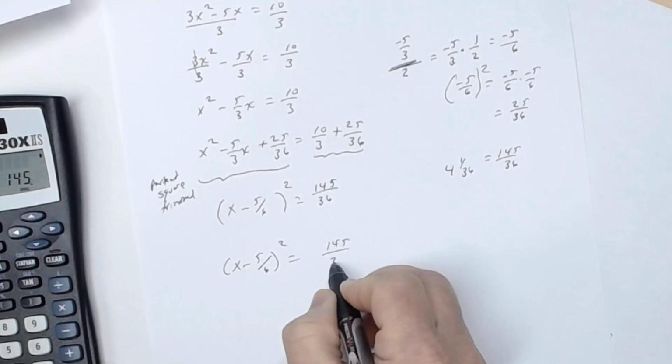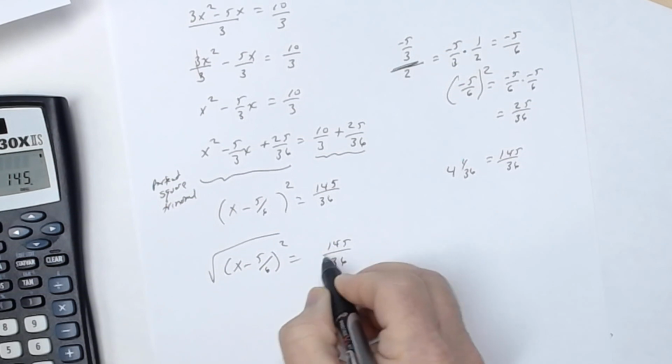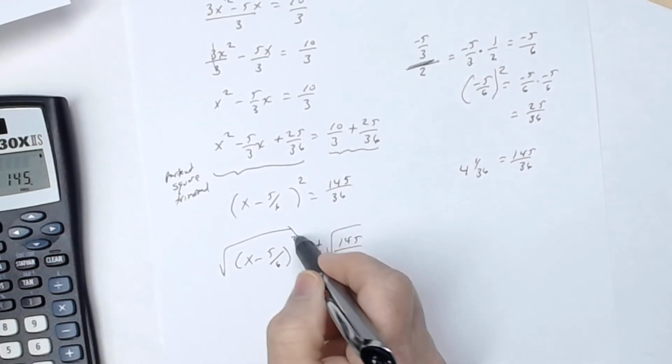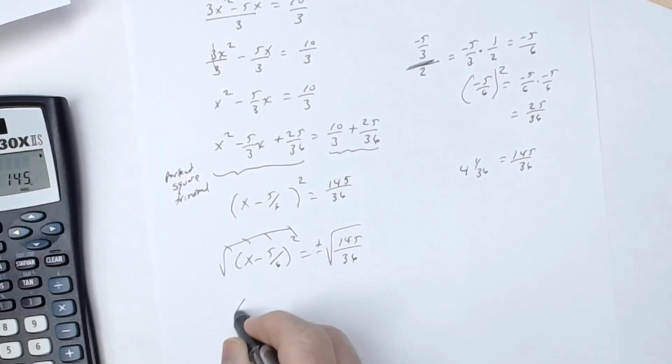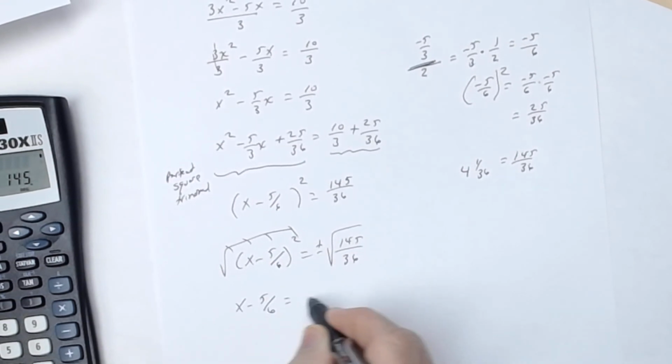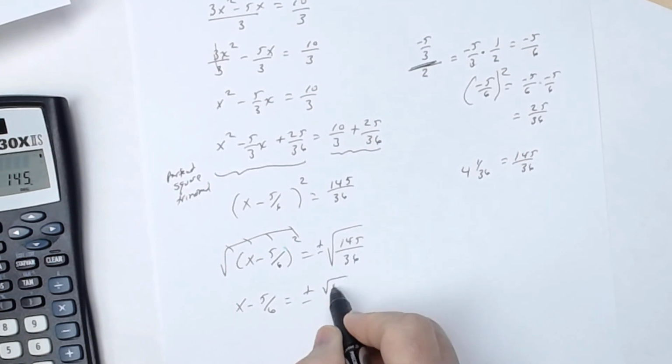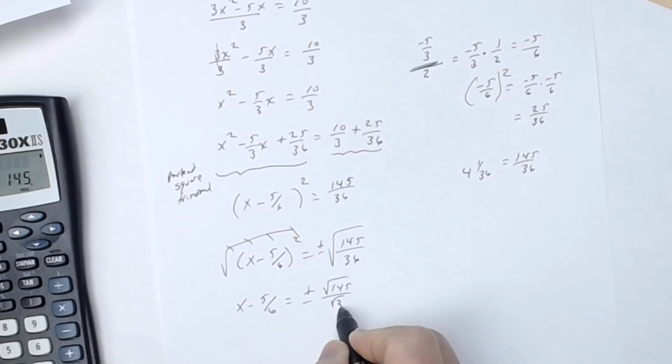And then you're going to take the square root of both sides. Don't forget the notation, plus or minus. The square and the square root will undo each other, so you get x minus 5/6 equals plus or minus. And I'm going to write this as the square root of 145 divided by the square root of 36. And we're going to simplify. All right. Square root of 36 is a perfect square. So that's going to be 6 in the denominator.